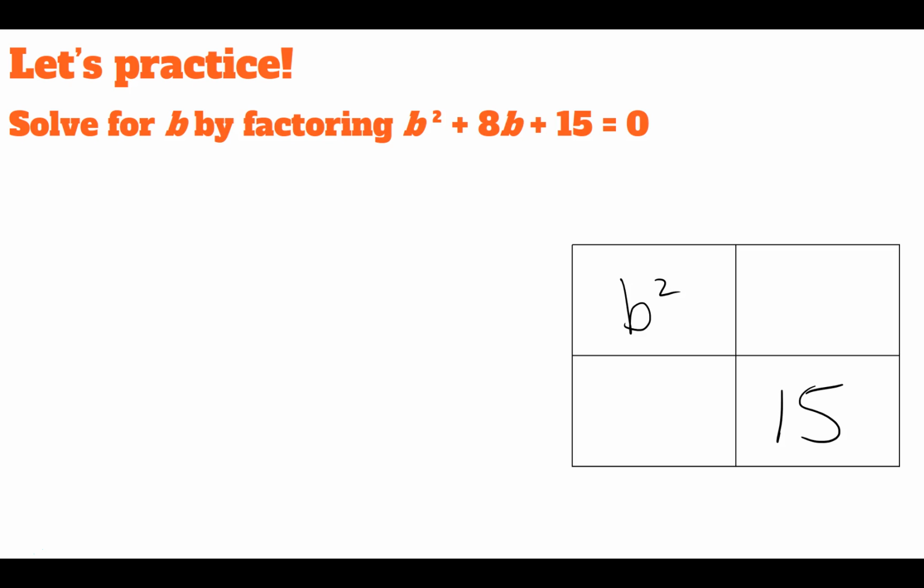Well, we got rules to follow. Those numbers are going to have to add to give me what? 8. They're going to have to add to give me 8. They're going to have to multiply to give us what? 15. To give me 15. So what two numbers can we add together to get 8, but also multiply together to get 15? 3 and 5. 3 and 5, 5 and 3. Yep.